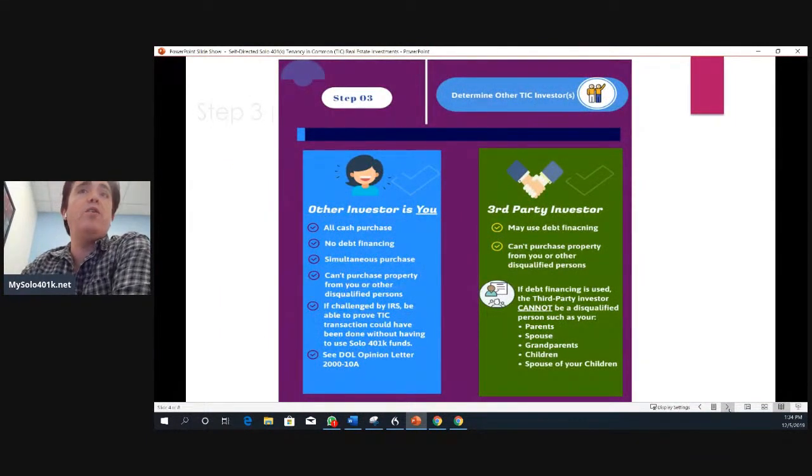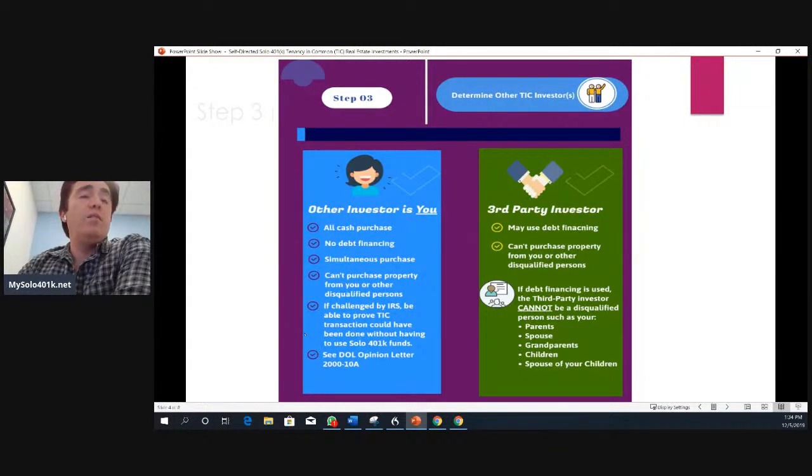Step 3 here is determining other tenancy in common investors, other tenants. One is going to be the 401k. So you might have the name of your plan as, let's say, XYZ Investment Trust. That's not very creative, but you can be as creative as you want to be. And then the other investor could be you. So let's talk about that path.